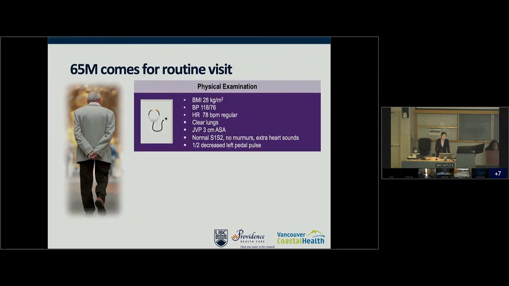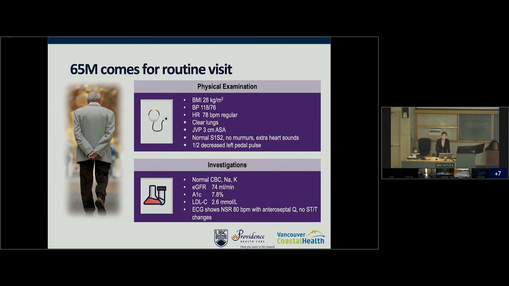So you say great, and you move on to your physical exam, and you see that his BMI is a bit high, so 28. His blood pressure is reasonable, 118/76. Heart rate is 78, clear lungs. He's euvolemic on exam, and his heart sounds are pretty normal. The only thing is you did detect that one of his pedal pulses, the left side, is a bit decreased.